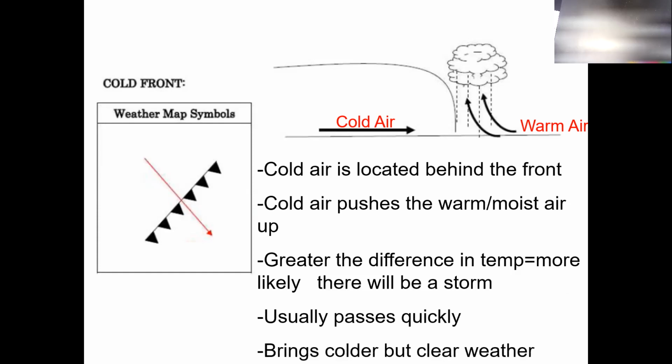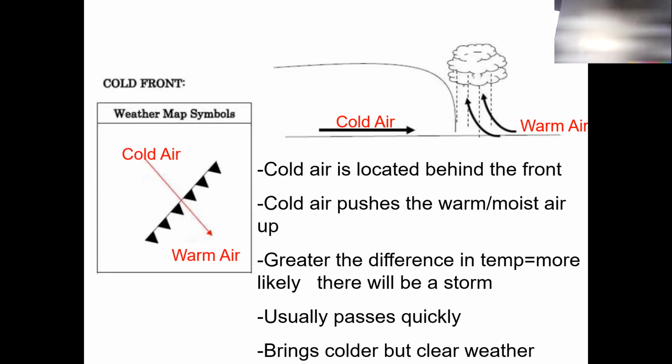So there are 2 more bullets. I'm not sure if you guys can see the bottom one. Cold fronts usually pass by pretty quickly. And they bring cooler but clearer weather. So once a cold front passes through, the actual storm is only for a little bit, but it will bring with it decently nice but cool weather. And again, we do want to label that weather map symbol. So in the back of the arrows is going to be the cold air, and it's pushing the warm air out of the way.